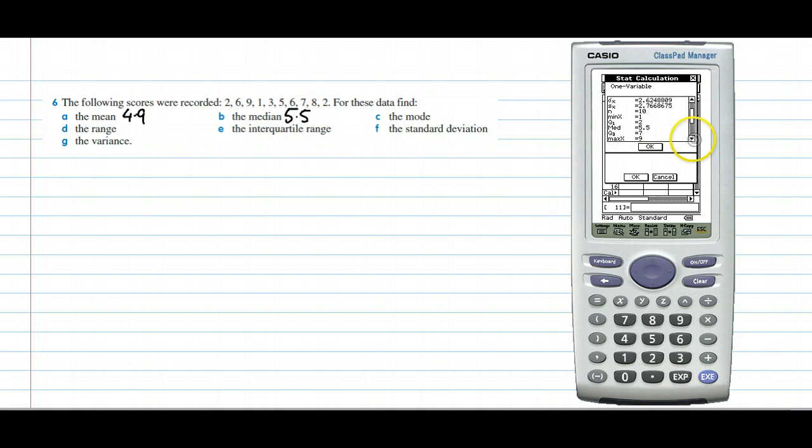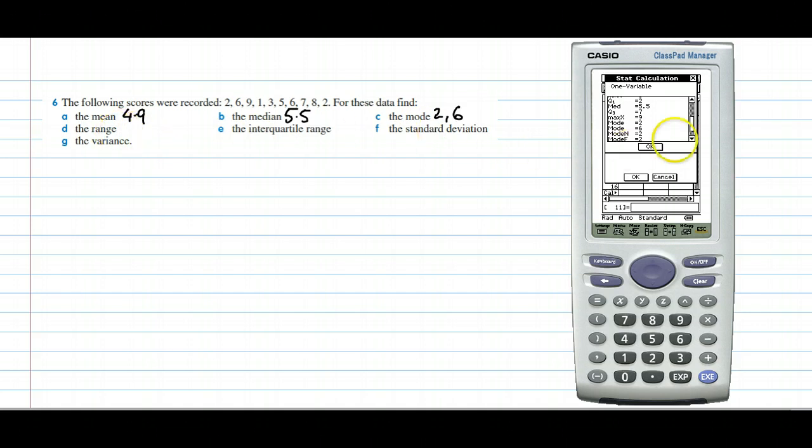The mode, if we go down, it says there's actually 2 modes. It's got mode equals 2 and mode equals 6. So it seems that there are 2 modes. And if we look at the data, we can see there's 2 2s and there's 2 6s. So that's the equal highest number of scores for any given value.